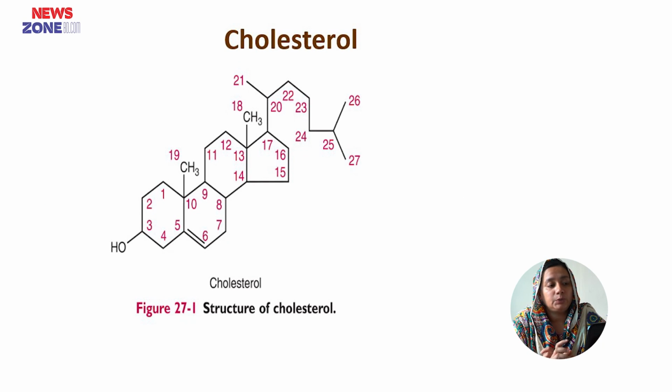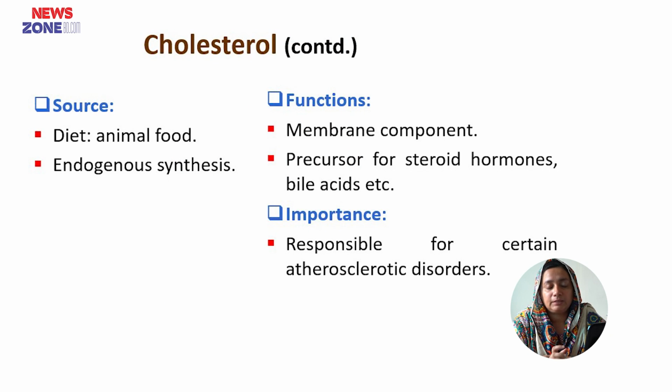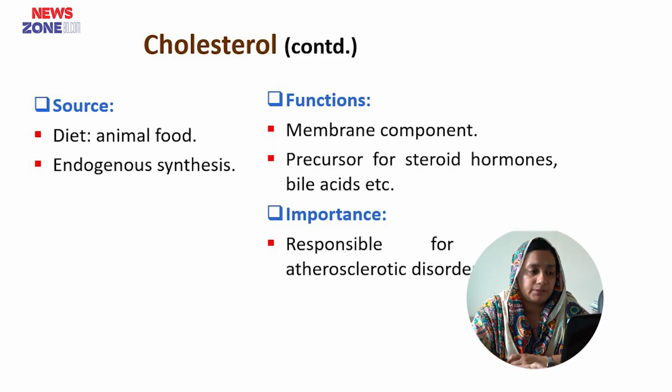Here I am showing you the structure of cholesterol, and it is a 27 carbon cyclic structure. We get cholesterol from diets such as egg, meat, milk, especially red meat and prawn, and cholesterol can also be synthesized inside our body. So there are also endogenous sources of cholesterol. The functions of cholesterol are that it is a membrane component, a precursor for steroid hormones, bile acid, vitamin D, etc., and it is also responsible for certain atherosclerotic disorders.